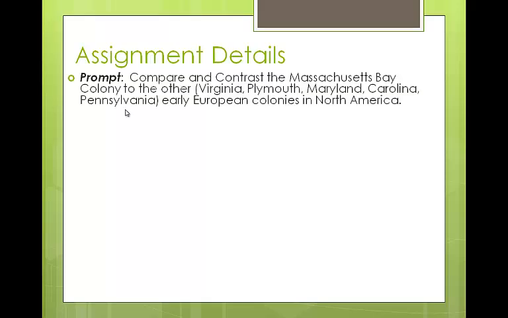Alright, now here are the assignment details. Here's the prompt, and you can find this on a PDF within the folder. I will also post it for that day. Compare and contrast the Massachusetts Bay Colony to all the other colonies. So we essentially have two units here. The Massachusetts Bay Colony, and you're comparing that one to all these other colonies. So these represent one solid unit, as well as the Massachusetts Bay representing one solid unit or topic that you're going to be analyzing.